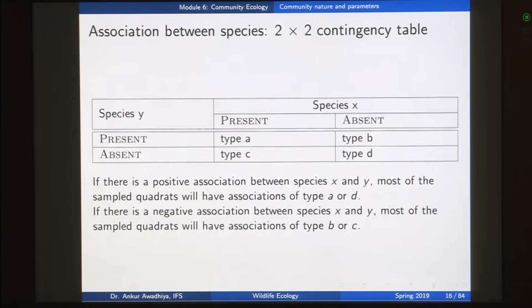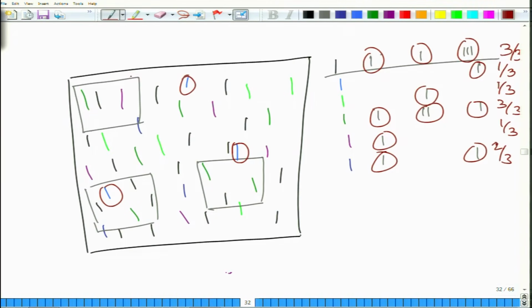Now, after description, let us have a look at the associations between species. Suppose you look at a number of different quadrates. So, for instance, here in this example we had taken 3 different quadrates. So, we have this first quadrate, we have the second quadrate and the third quadrate.